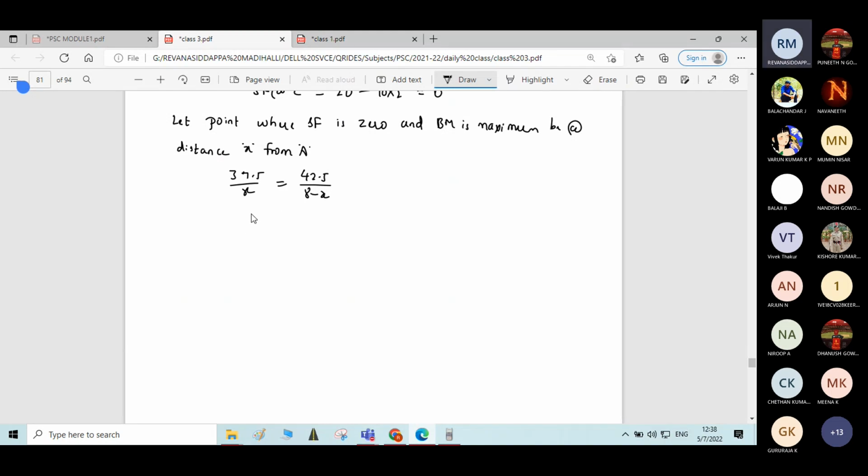Okay. Now if you solve for x here, you can write 37.5 divided by 42.5 is equal to x divided by 8 minus x. So this value will be 0.8823 is equal to x by 8 minus x. If you multiply 0.8823 by 8 minus x, it will be 7.058 minus 0.8823x is equal to x. By solving, you will get x as 3.75 meter.